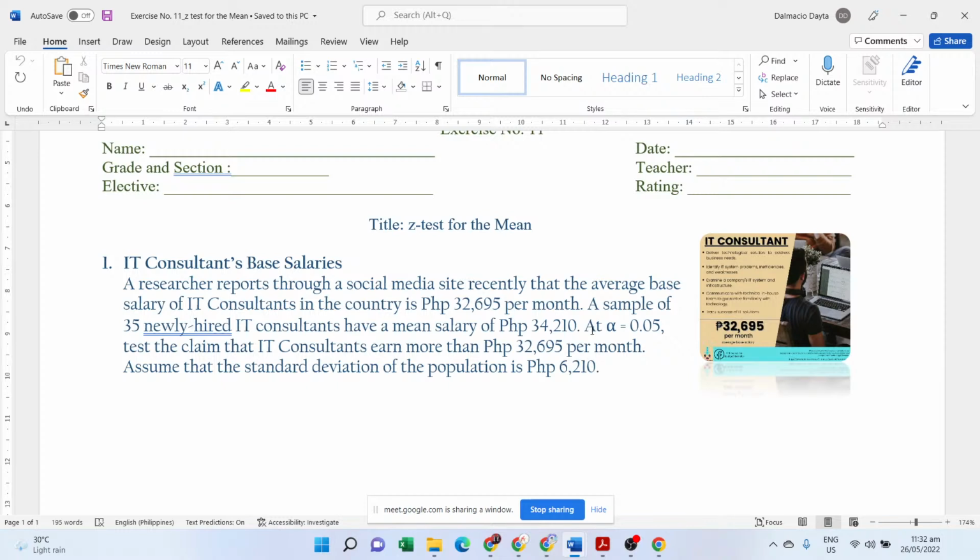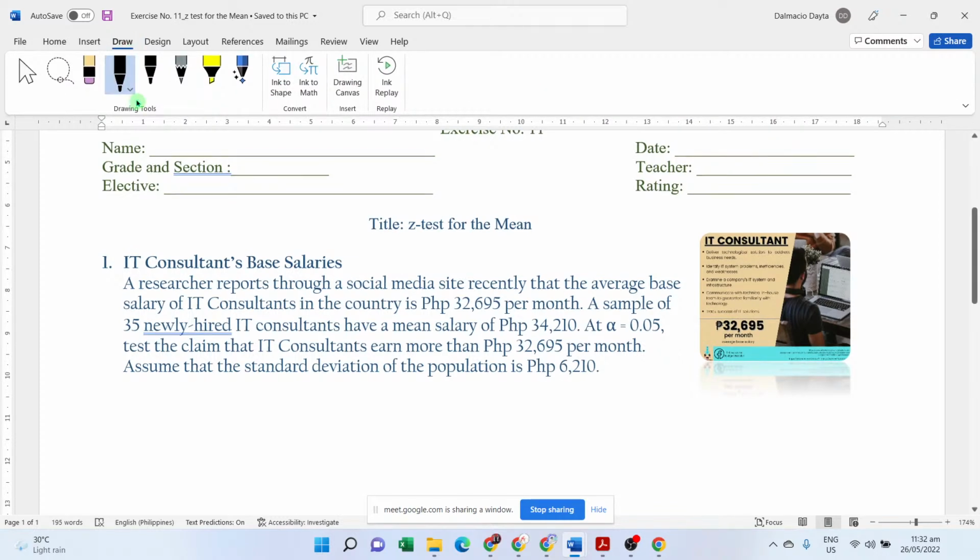Okay, thank you, Brilla. So, I said to use z-test, the standard deviation of the population must be known. There you have it. So population standard deviation is 6,210. What else? The sample size must be greater than or equal to 30. So you have there n is equal to 35. And the data must be approximately normally distributed. Yan ang kailangan natin. So we're going to use z-test.